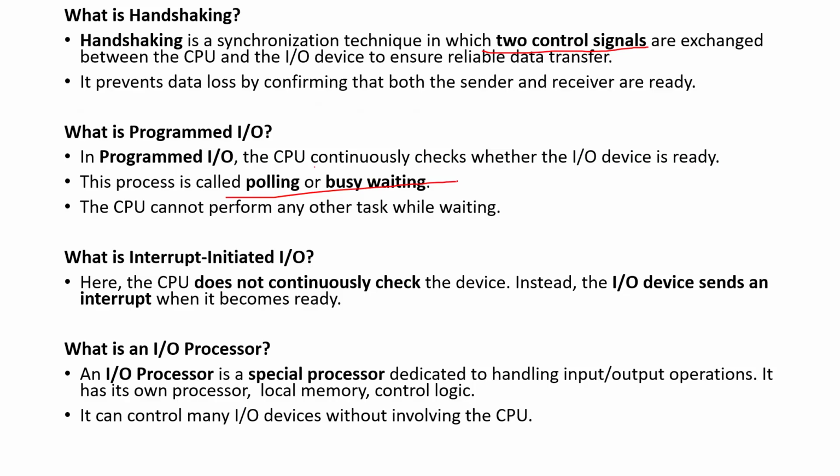And what is interrupted IO? The CPU does not continuously check the device. Instead, the IO device sends an interrupt when it becomes ready. That is interrupt IO. What does IO processor mean? The IO processor is a special processor dedicated to handling input-output operations. It has its own processor, local memory and control. So these are the things we have to know.